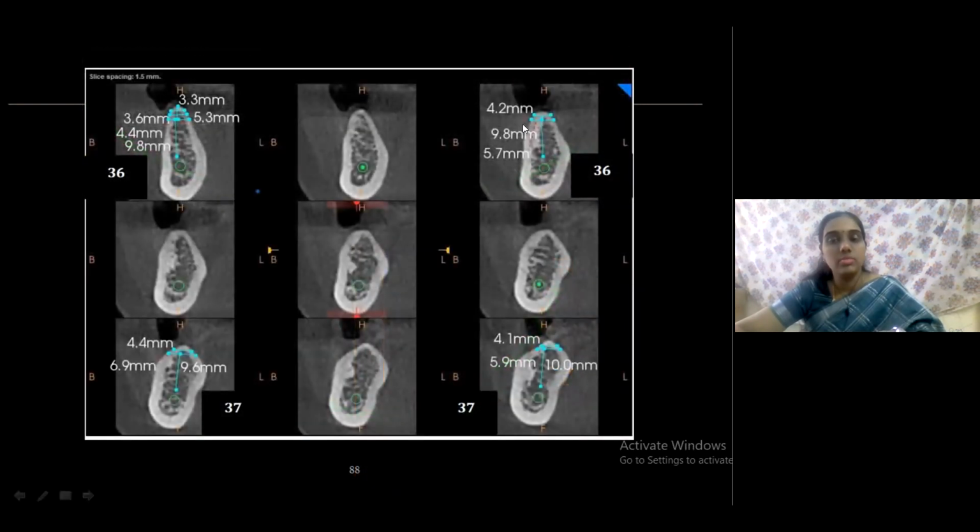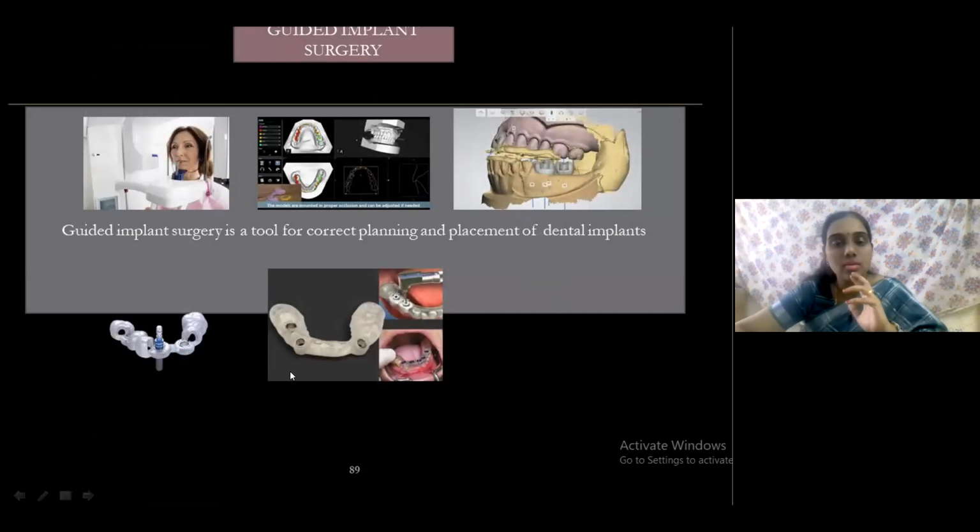This is a buccolingual width, and each 1 millimeter measurements are given, and then the height up to the upper border of the mandibular canal. So this is a window which is showing basically how we do the measurements. So this slide will tell you what is implant guided surgery.